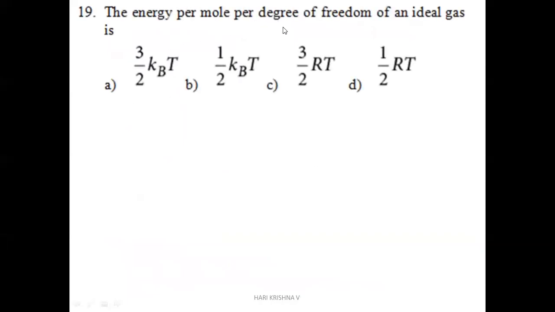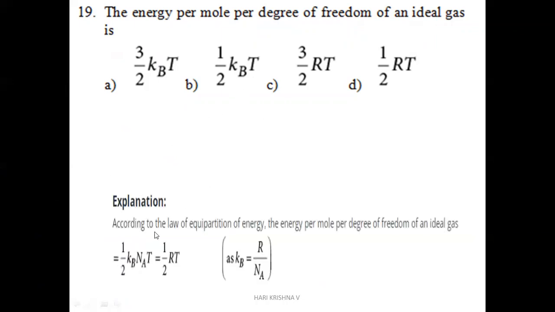Energy per molecule per degree of freedom in an ideal gas. Seeing this, the general formula, according to the law of equipartition, is 1 by 2 kB T. When kB and Na, the Boltzmann constant and Avogadro number, combine, we take it as R. So it is 1 by 2 RT, option D.